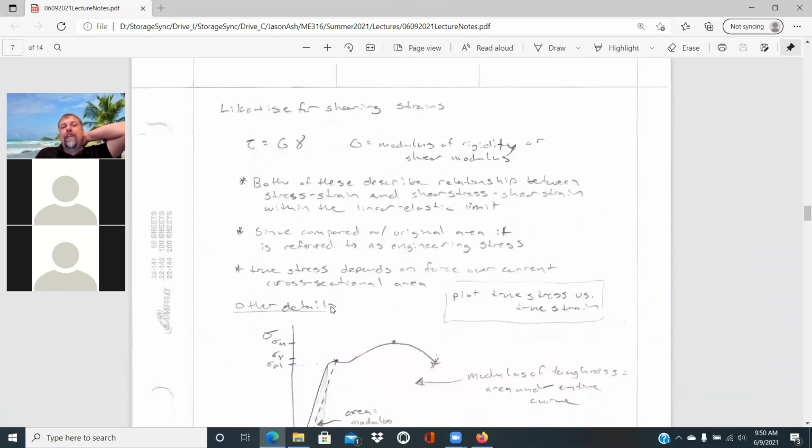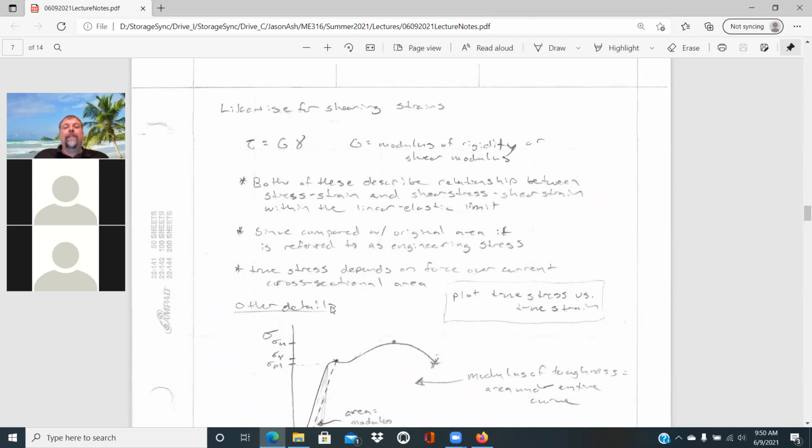Before we do so, we have the same type of relationship for the shear stress and the shear strain, where that proportionality constant is defined as G, which is the modulus of rigidity or that shear modulus. But both of those describe the relationship between stress and strain, and shear stress and shear strain, within that linear elastic limit.